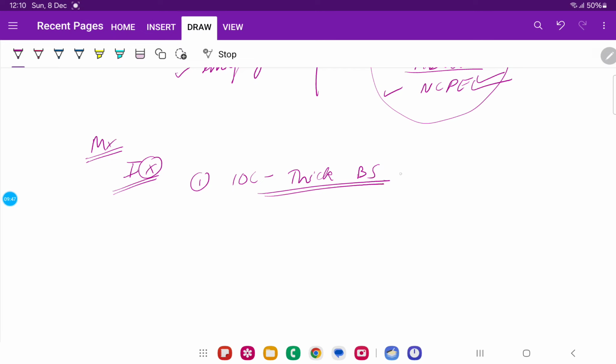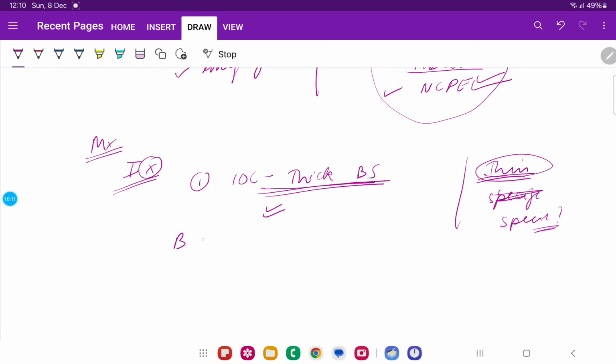So there are two kinds of blood smear, thick and thin. The thin smear is done to know what species it is, and the thick smear is done to know if the parasite is present or not. This is not preferred because it is less sensitive.